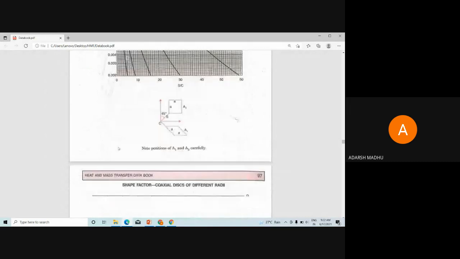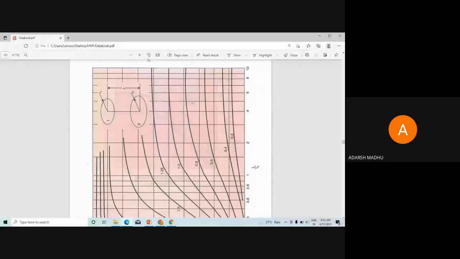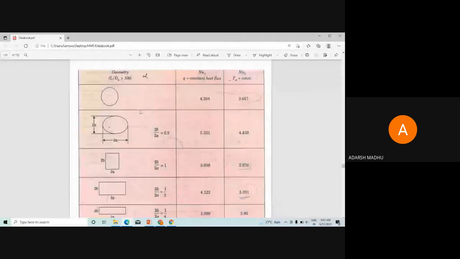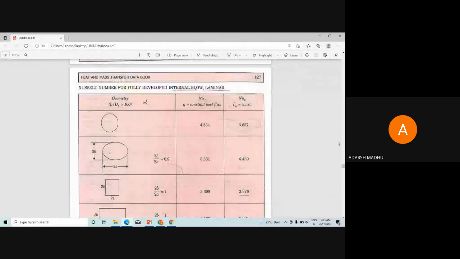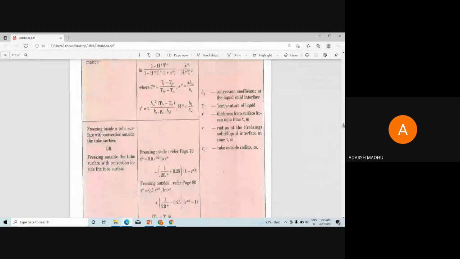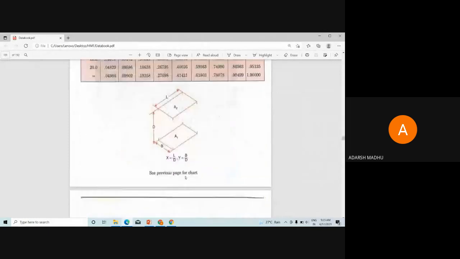Next one is this conical disc. Disc placed at a particular distance. Disc which is placed at a particular distance. Same method is used to find the value of the shape factor.